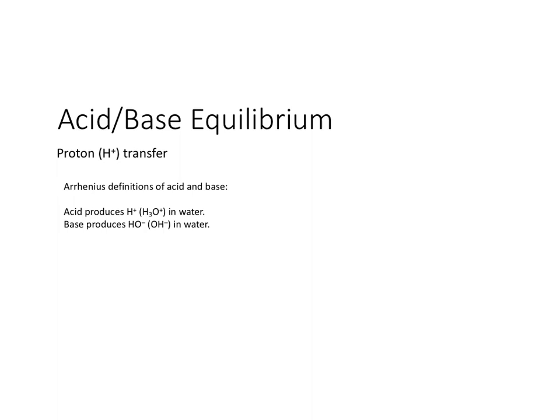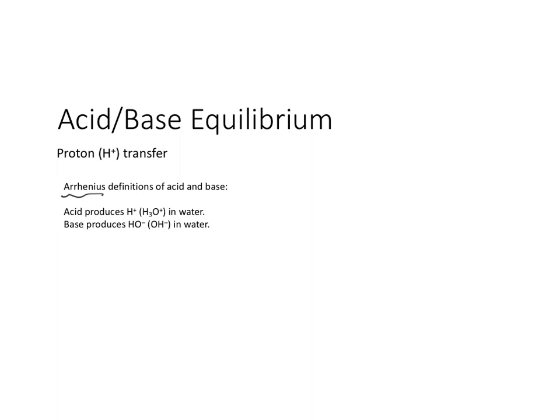Historically, there are a number of definitions of acids and bases, and the first one that we want to talk about is called the Arrhenius definition of acid and base. An acid is a species that will produce H+ or hydronium in water, and a base produces hydroxide, which we'll write as either HO- or OH- in water. You'll notice that those definitions are restricted to aqueous solutions because we're talking about how these acids and bases behave in water.